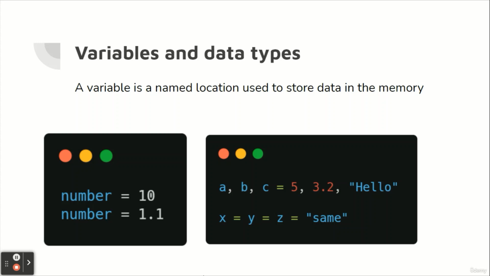For assigning multiple values to multiple variables, we can do it as shown in the second image. Also, there is an example of assigning the same value to multiple variables at once.